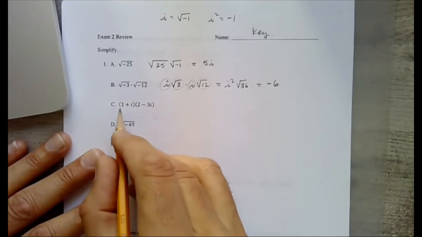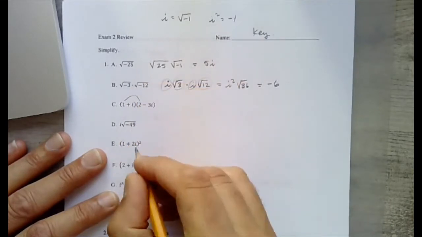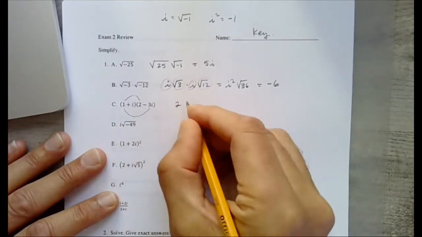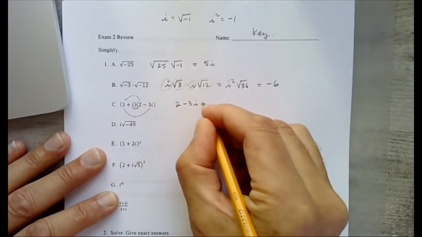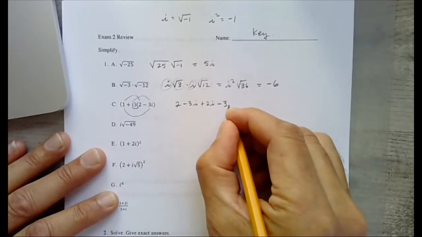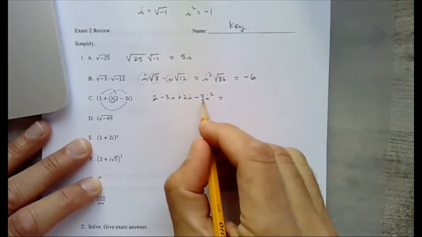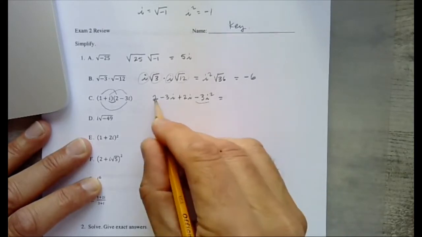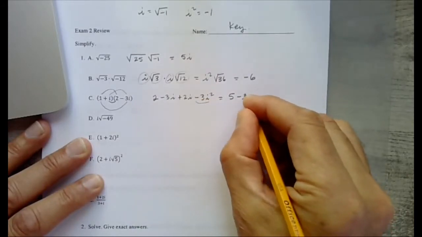Right, and then multiplying two complex numbers together where they have real and imaginary parts is just going to be like FOILing. So the first times the first is going to give me 2. The outsides will give me negative 3i. The insides will give me plus 2i. And the last times the last is going to give me minus 3i squared. So this i squared is negative 1, so this is the same thing as plus 3. And 3 and 2 is 5. And then negative 3i plus 2i is negative i.